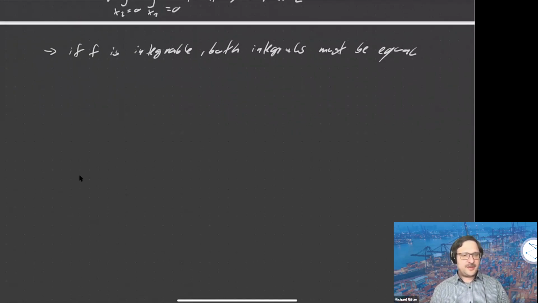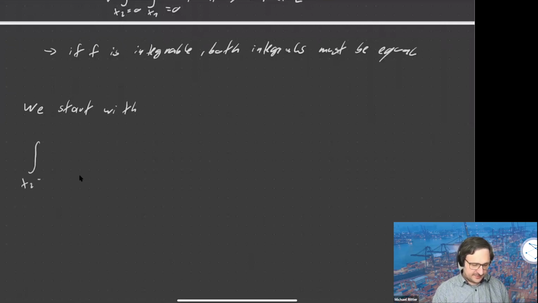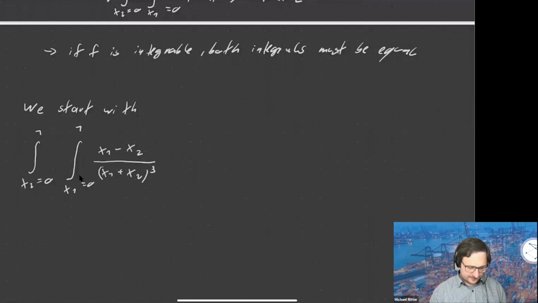We'll start with the integral where x1 is the inner integral and x2 is the outer one. It doesn't really matter what we do here. And then we'll try and derive the other one using a shortcut. Okay, so we start with the integral over x2 from 0 to 1, x1 from 0 to 1, of (x1 minus x2) over (x1 plus x2) to the power of 3, dx1 dx2.